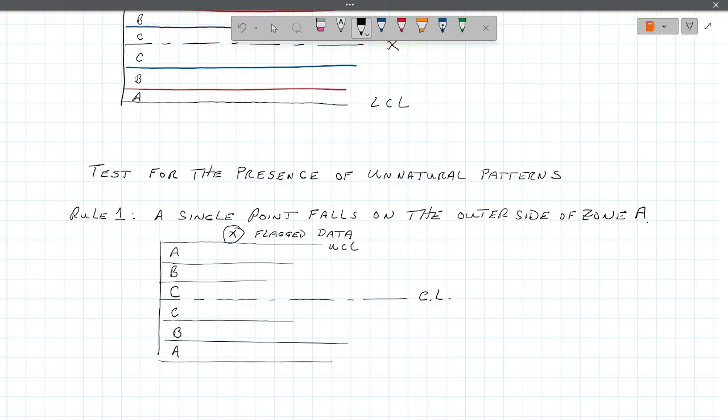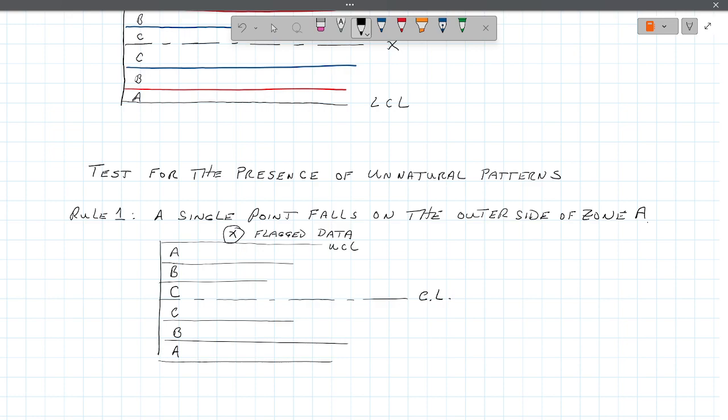Okay, so anything that falls outside the control limits of zone A, that's a flag. Identify it as a piece of data that you're suspicious of. In the world of the math department and teaching statistics, they identify those as outliers.